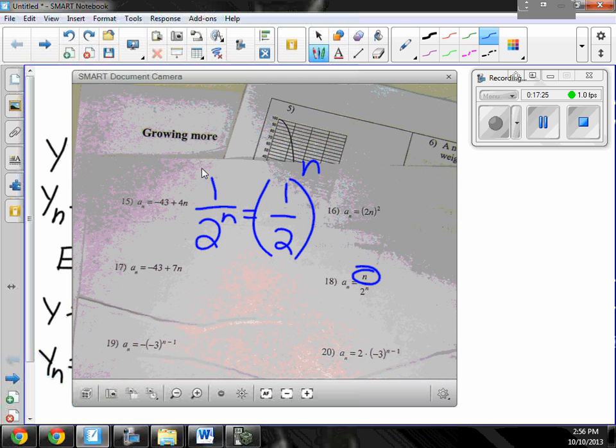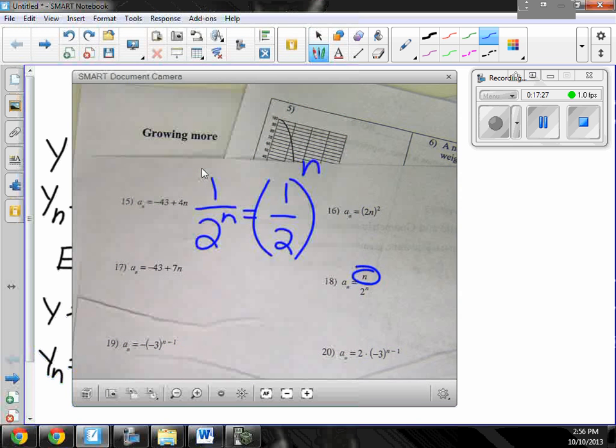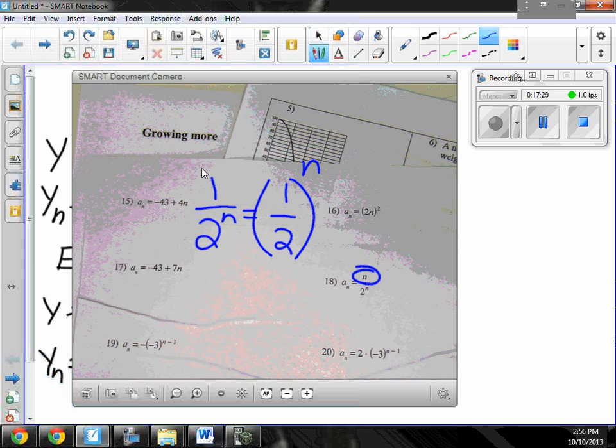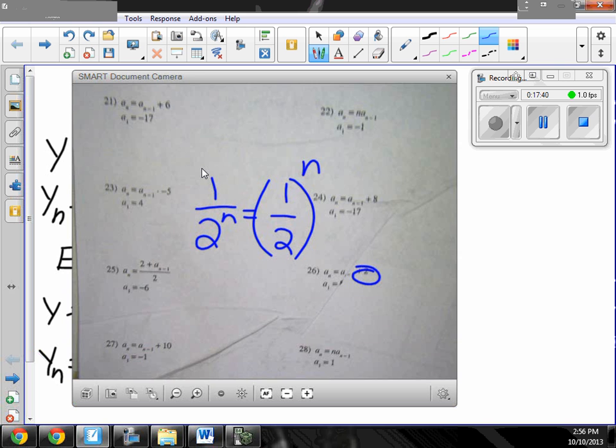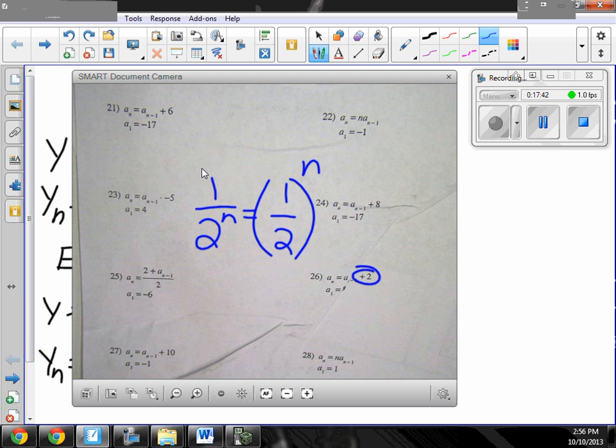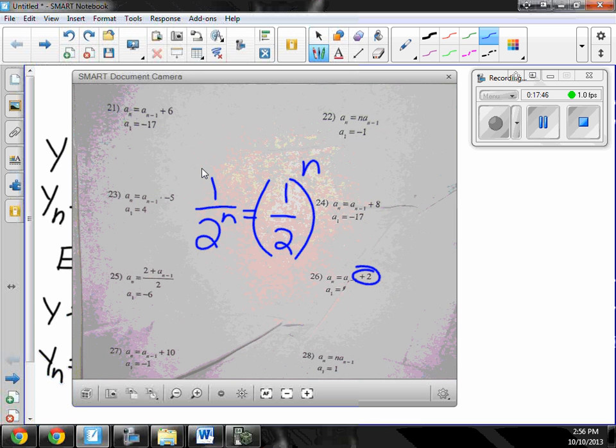geometric. Does it matter that it's n minus 1 instead of n? No, all that does is shift the graph forward in time 1 unit, 1 year, or whatever. Number 20, geometric. Good. 21, arithmetic. 22, why neither?